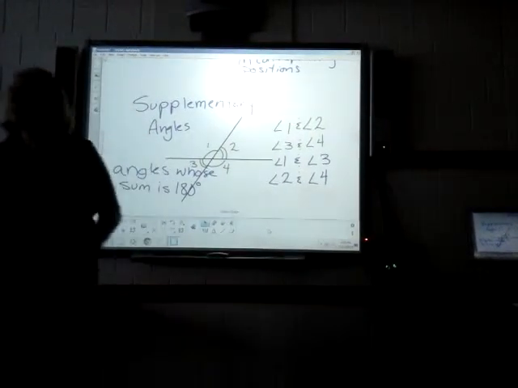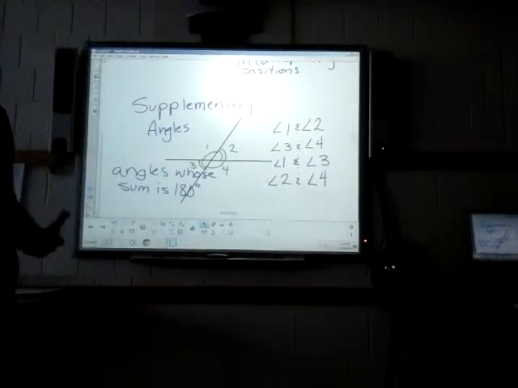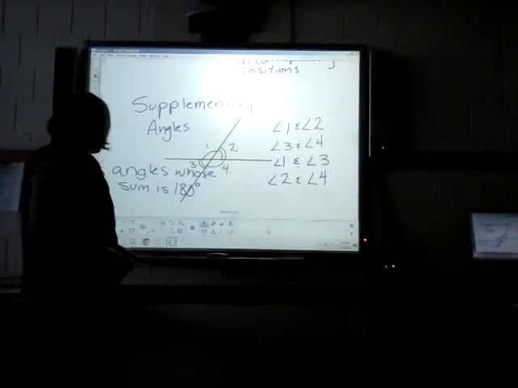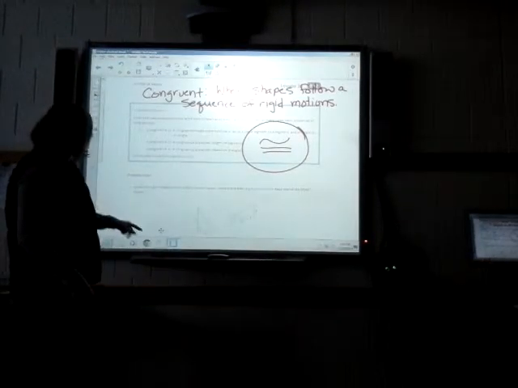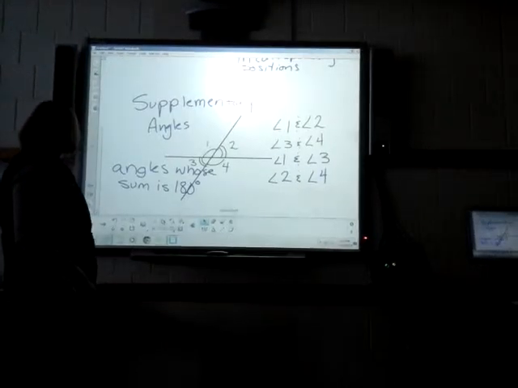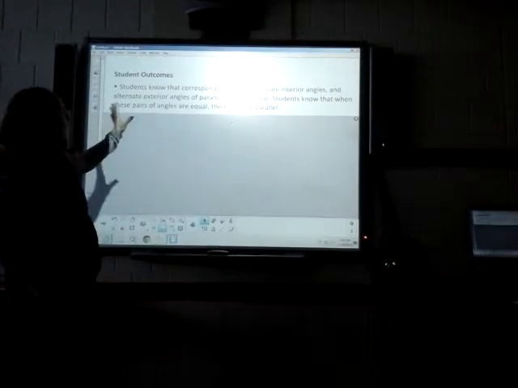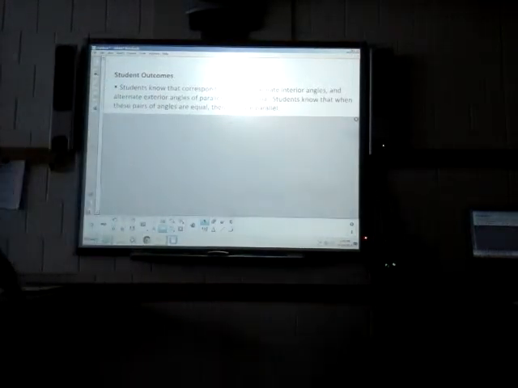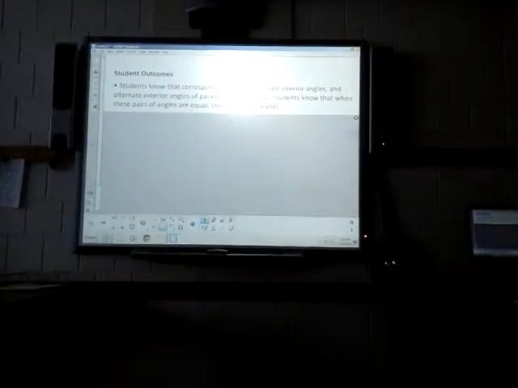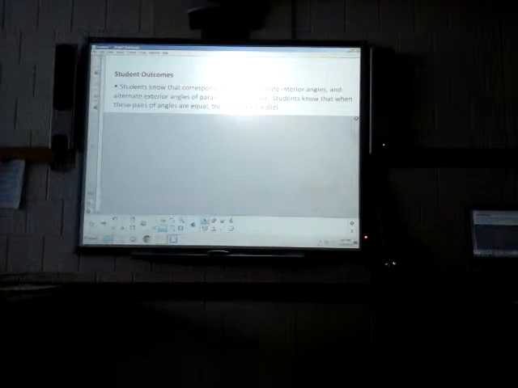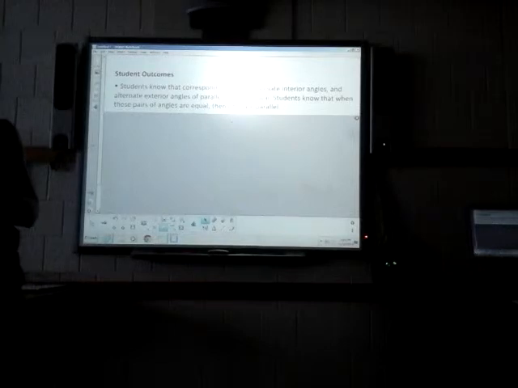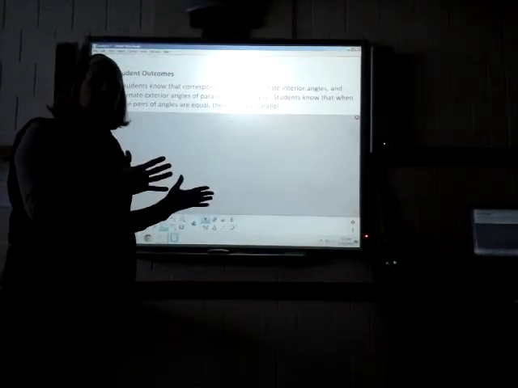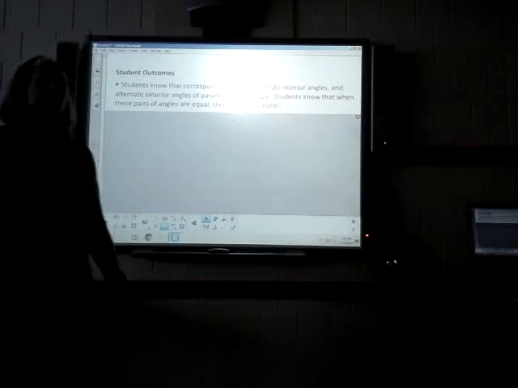Now, at the beginning of this lesson, I've kind of bombarded you with a whole bunch of vocabulary. The reason I did that is because if you were to look at our student outcome for this lesson, students know that corresponding angles, alternate interior angles, and exterior angles of parallel lines are equal. And you know that when these pairs of angles are equal, the lines are parallel. Well, in order for me to teach that, you have to know what I'm talking about when I use these words. So in order for us to reach our student outcomes, we first have to have the definitions.